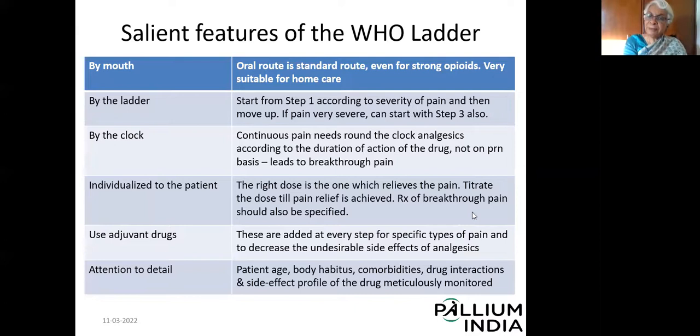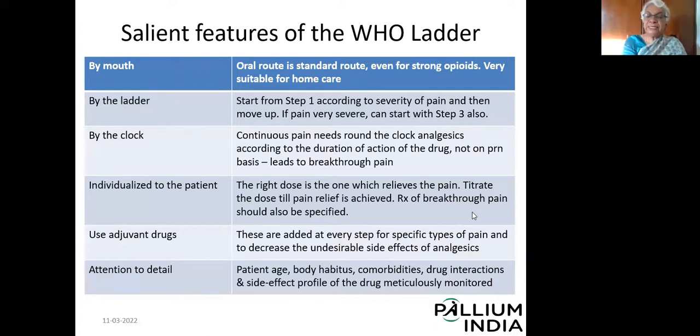This is used for specific types of pain and also to decrease the undesirable side effects of the analgesics. For example, if there's a neuropathic pain, then you may have to add a drug for treating neuropathic pain, or if there's a bone pain. So the adjuvant drugs can be added at every step of the ladder.